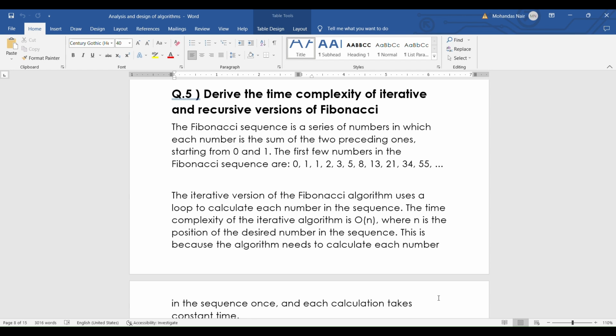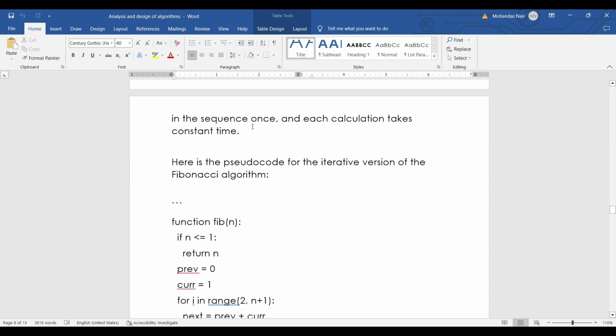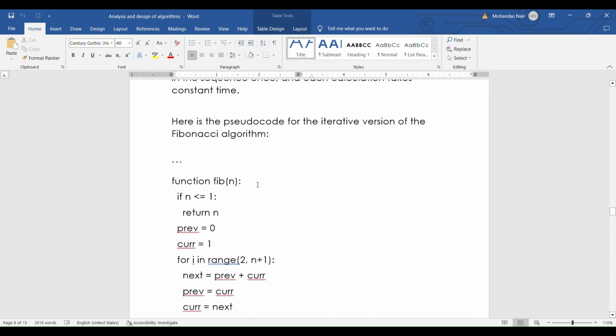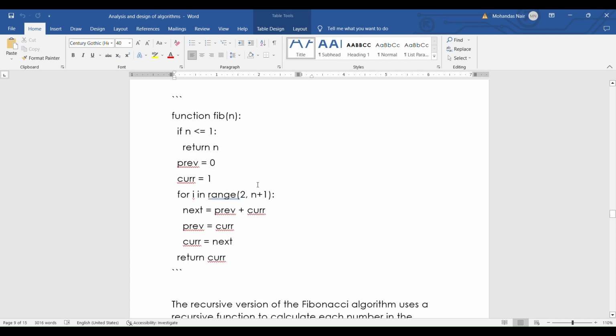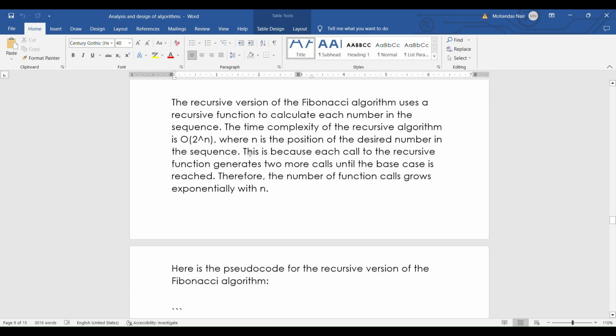The iterative version of the algorithm uses a loop to calculate each number in the sequence. The time complexity of the iterative algorithm is O(n), where n is the position of the desired number in the sequence. This is because the algorithm needs to calculate each number in the sequence once, and each calculation takes place in constant time. Here is the pseudocode for the iterative version of Fibonacci algorithm. Here is the code.